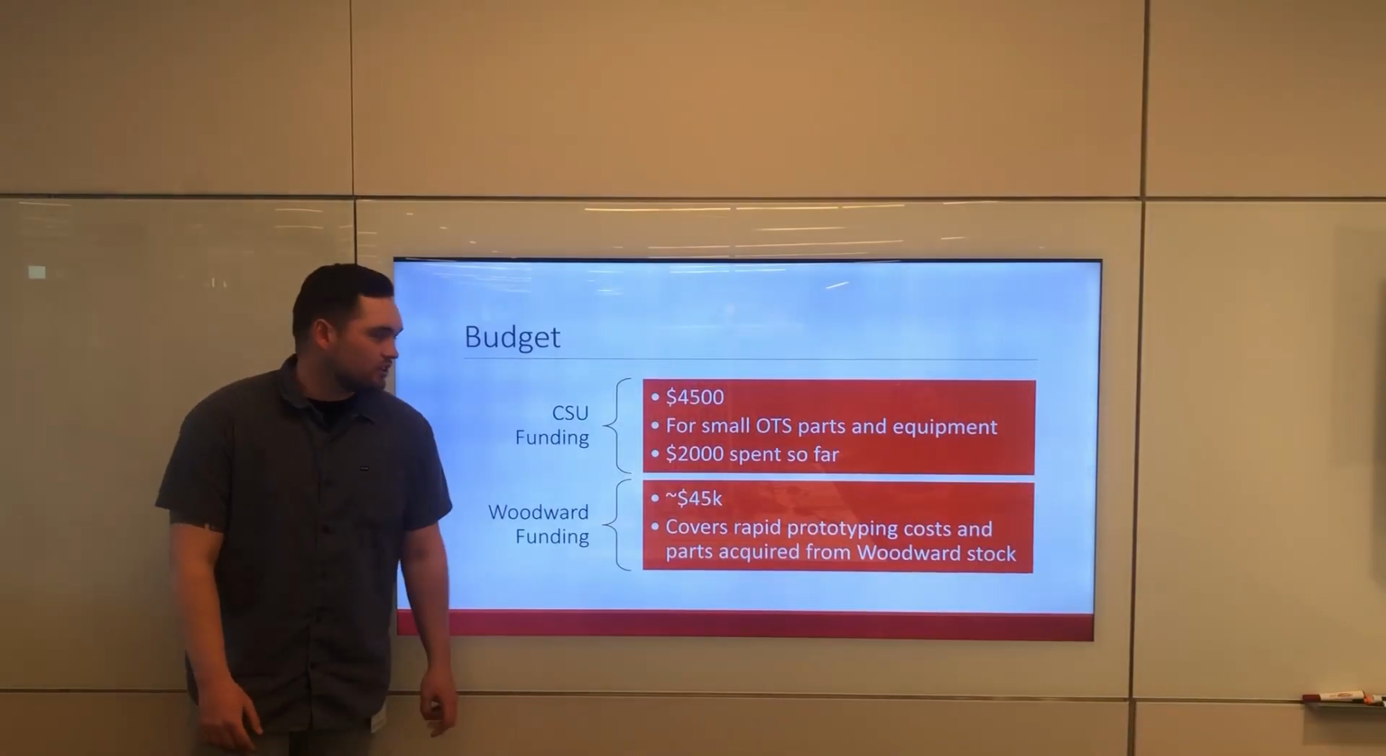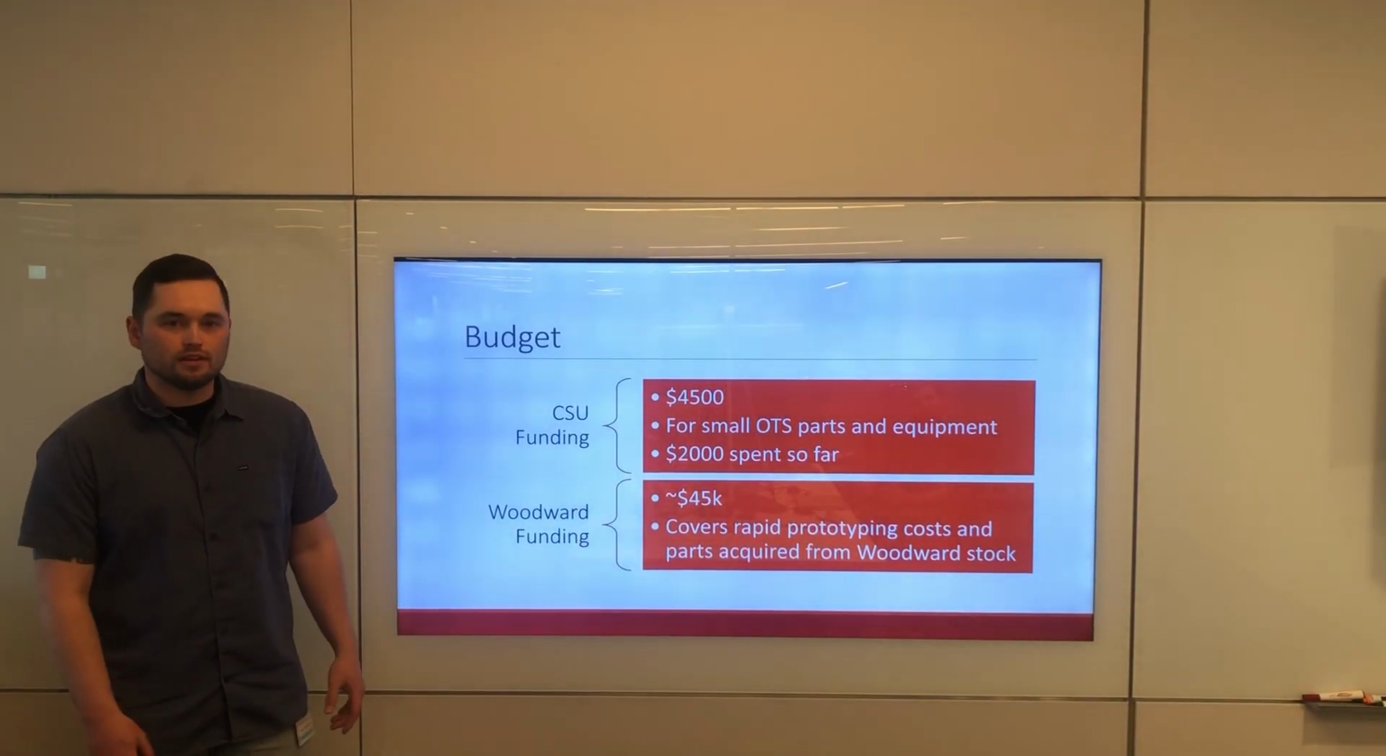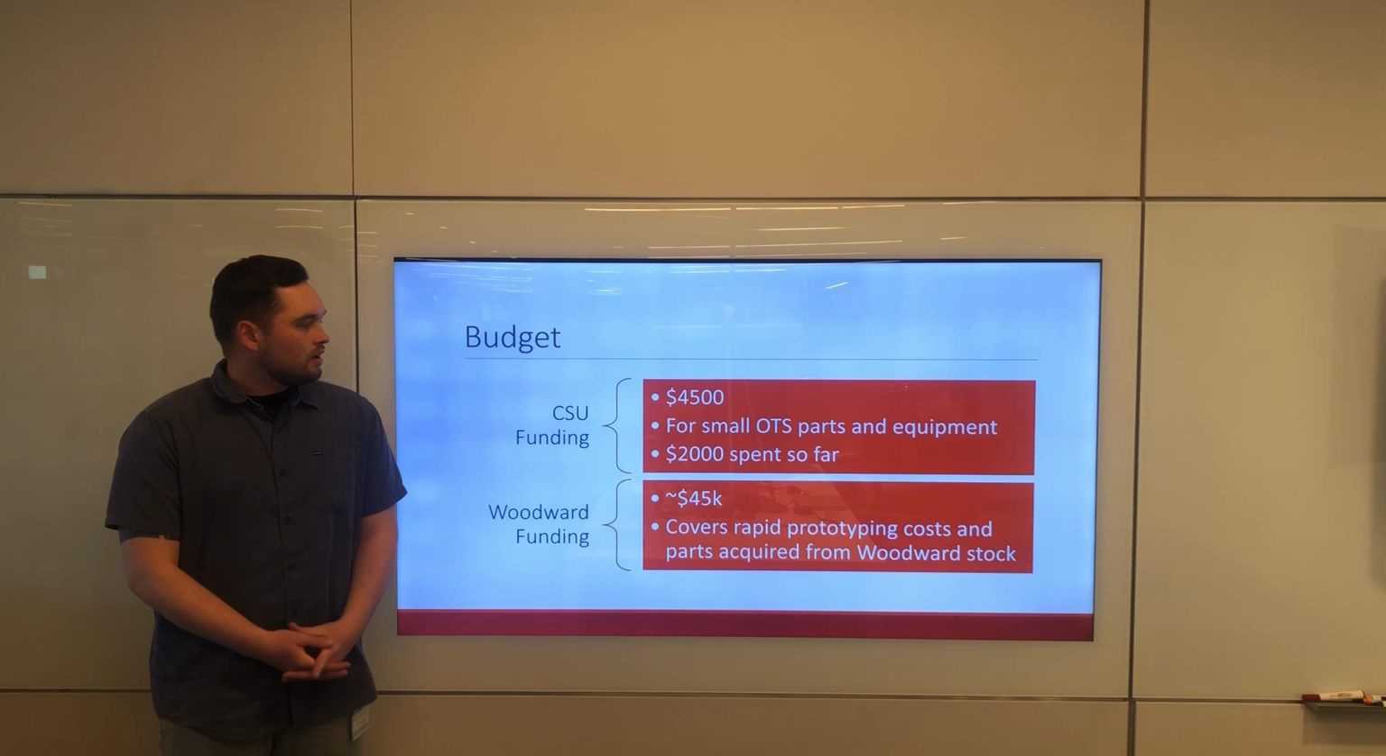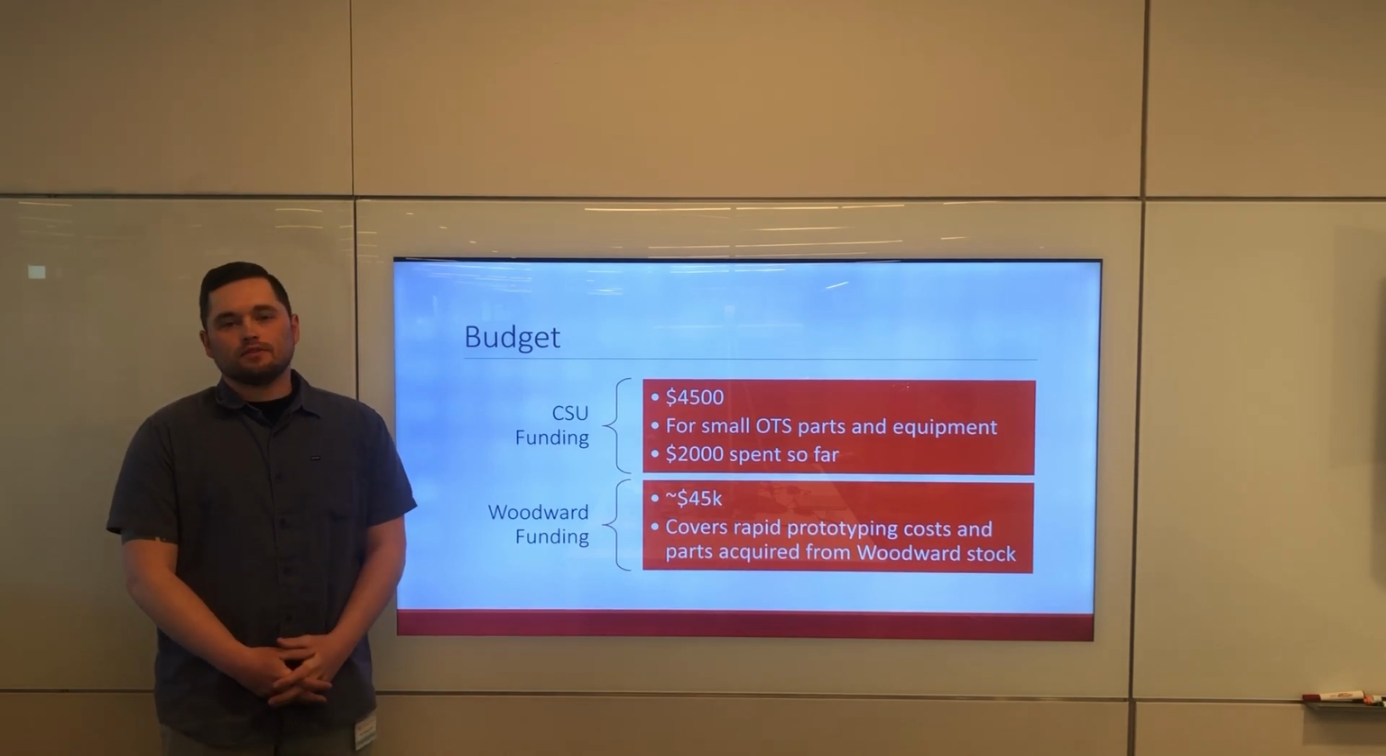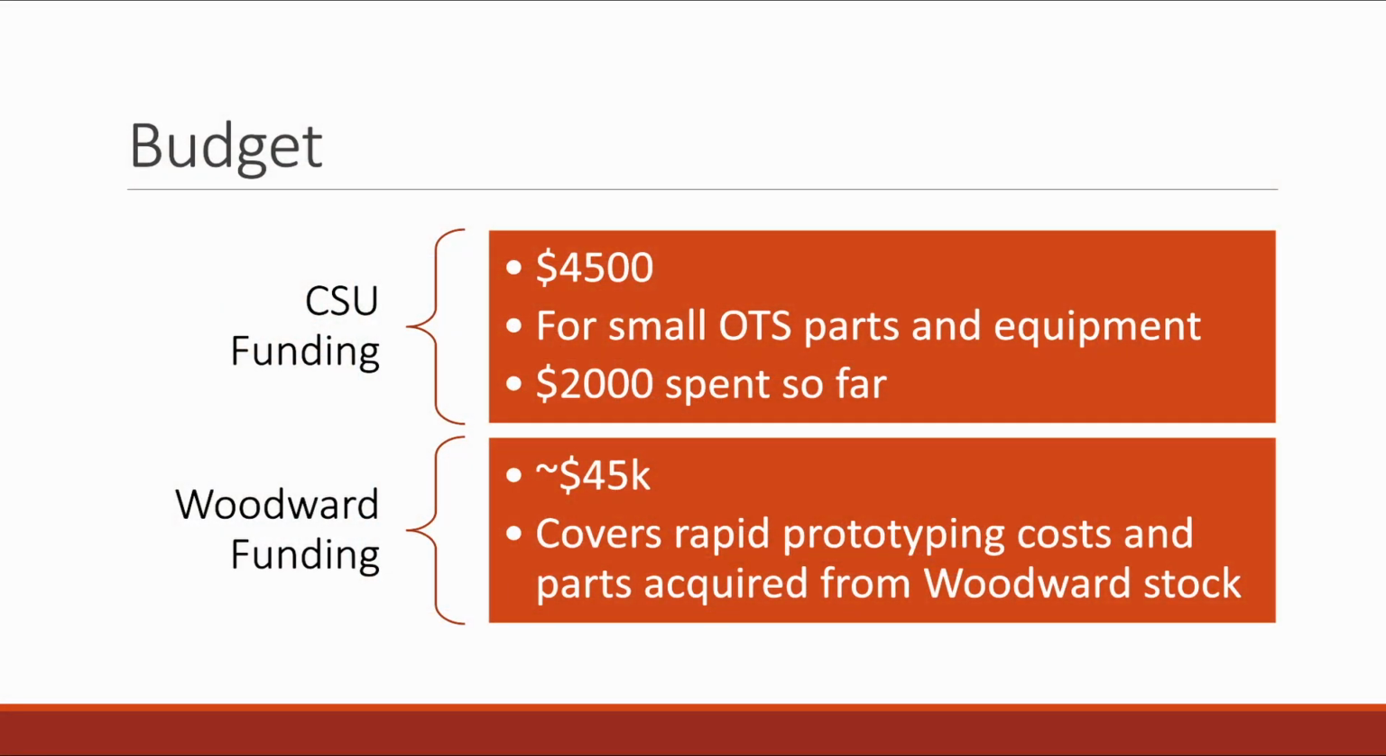The budget for this project contains CSU funds along with Woodward funding. We had $4,500 to spend through CSU. Our ceiling price for the prototyping at Woodward was $45,000. This covers rapid prototyping costs and everything that we acquire from Woodward.